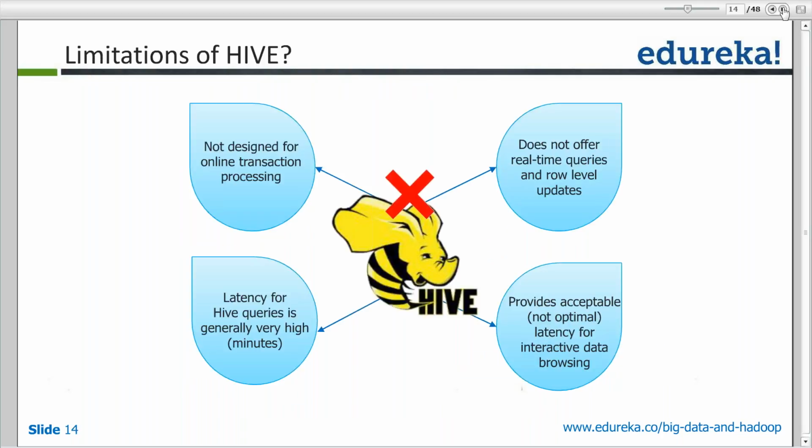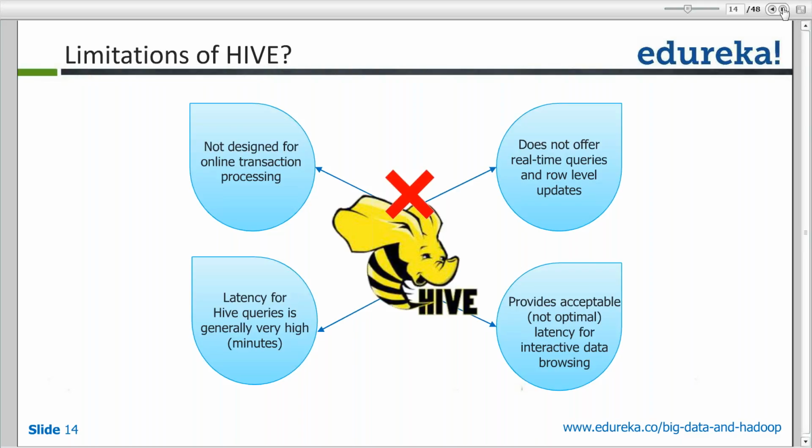So there are some limitations for Hive. Okay, so what is the first limitation? It is not designed for transactional processing. So as I mentioned, Hive cannot be used for real-time processing. When I say transactions, it's real-time data. So Hive cannot be used for processing real-time data.